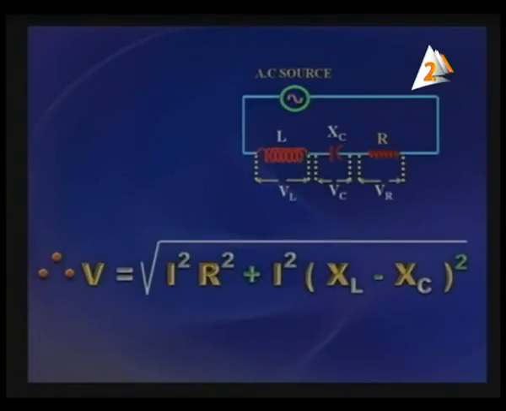So we can say V is equal to the square root of I squared R squared plus I squared times the quantity XL minus XC, all squared.